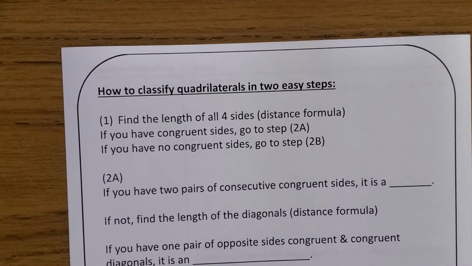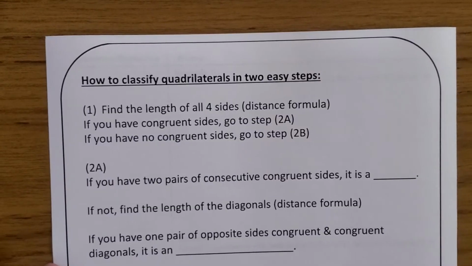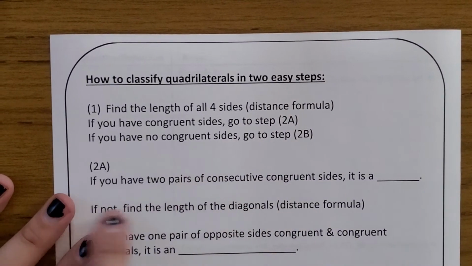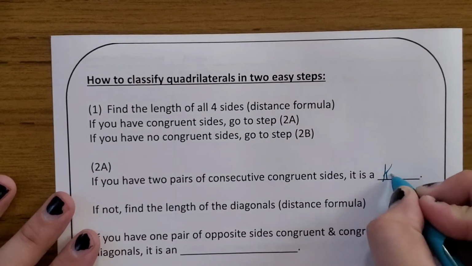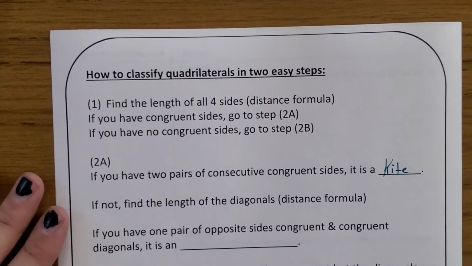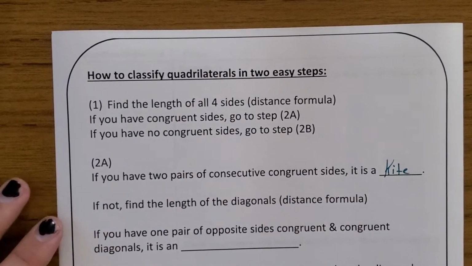If none of them are congruent, well, all we can check then is whether or not we have a regular trapezoid or just a regular, plain quadrilateral, nothing special about it. So you can kind of see what we're doing here. So if two pairs of consecutive congruent sides, we know we have a kite, right? So if those sides that are congruent happen to be next to each other, it's a kite.